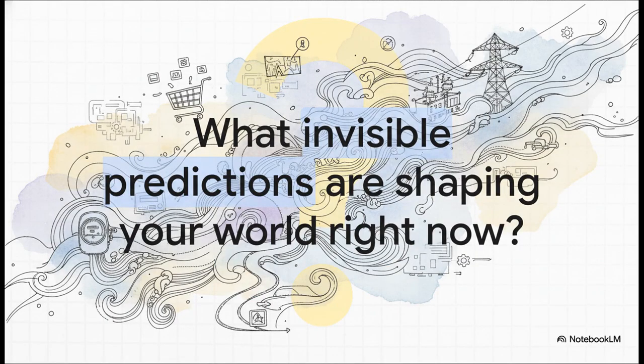And that leaves us with one final thought to chew on. From the shows recommended to you on streaming services, to the route your map app suggests, to the way the power grid manages energy, these two types of prediction are everywhere. So the question is, what other invisible predictions are shaping your world right now?